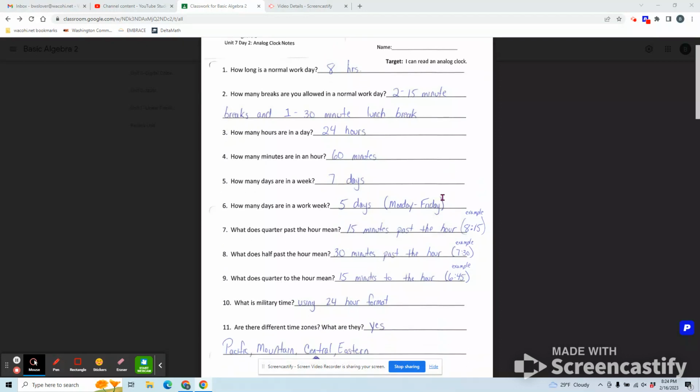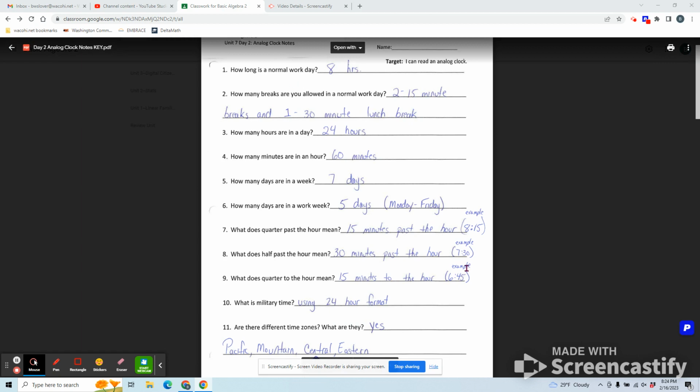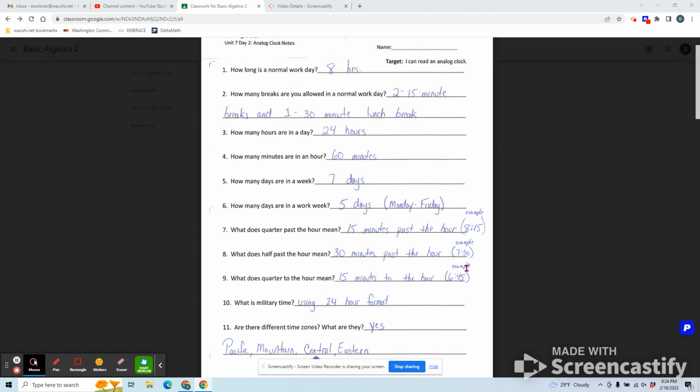Today we're going to focus on reading an analog clock. This front side is just getting us some general information on time and clocks. So how long is a normal workday? 8 hours. How many breaks are you allowed in a normal workday? 2 15-minute breaks and 1 30-minute lunch break.